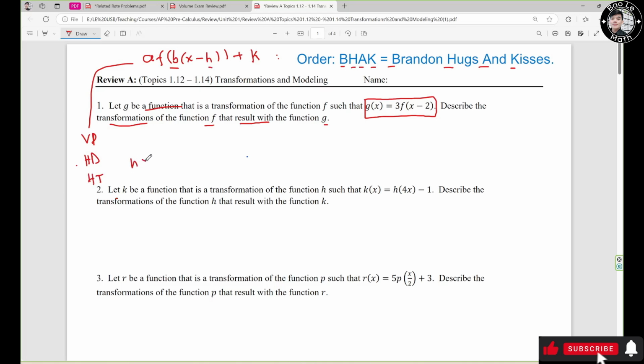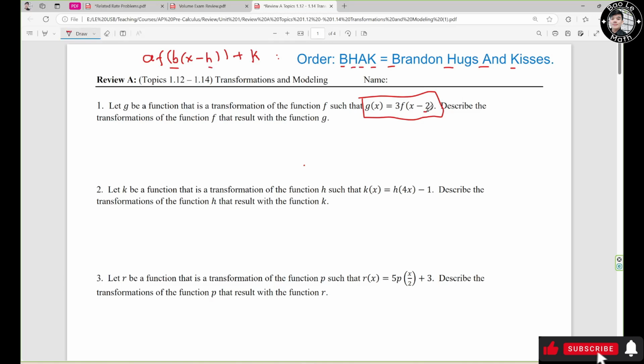If h is greater than 0, it translates to the right. If h is less than 0, it is translated to the left. k is the vertical translation. If k is greater than 0, it translates up. If k is less than 0, it translates down, right? Now, anything related to the s value, think opposite, right? Alright, now take a look at this one right here.